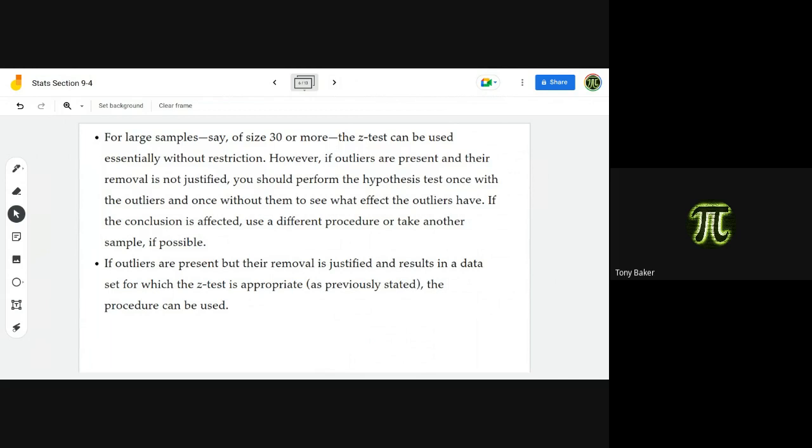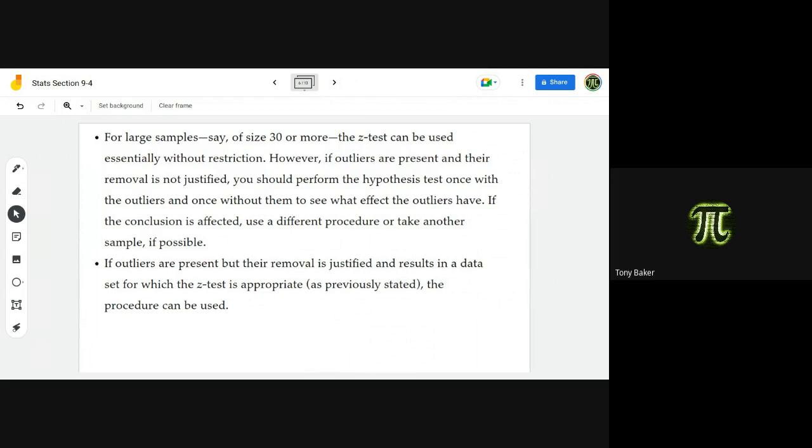If you cannot remove it, what you want to do is do the test twice. You want to do it with the outlier in it, and then once without the outlier in it, and just see how it changed the conclusion. If the conclusion's the same either way, it doesn't matter. If the conclusion changed, then maybe we need to look at a different method. There are other methods, and we're not going to get to them in this class, but if you are more interested in statistics after taking this class and you want to go on, there are higher level statistics classes that go into those other methods.